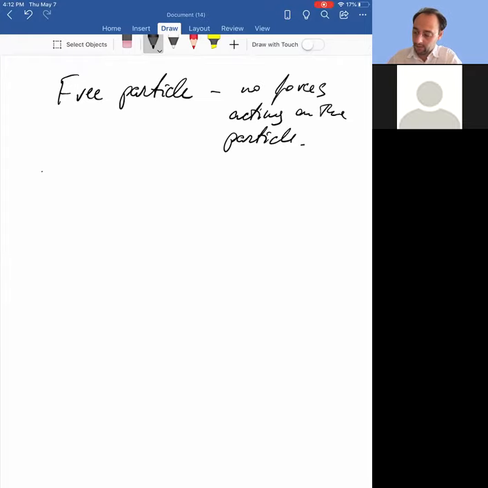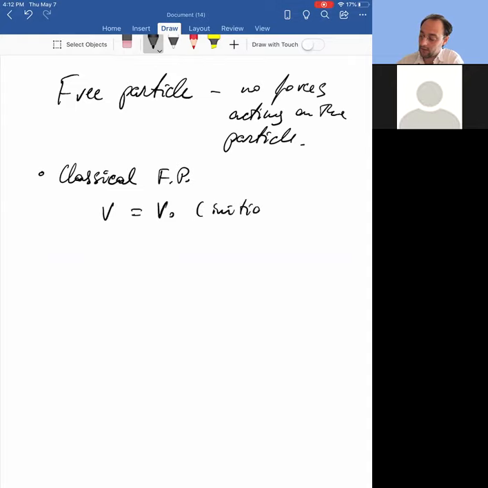Okay, so first of all, what does a classical free particle do? What is a classical solution that fully describes the motion of a free particle? Very easy. You would say that velocity equals a constant, the initial velocity. Velocity stays the same, and position is the initial position plus initial velocity times time.